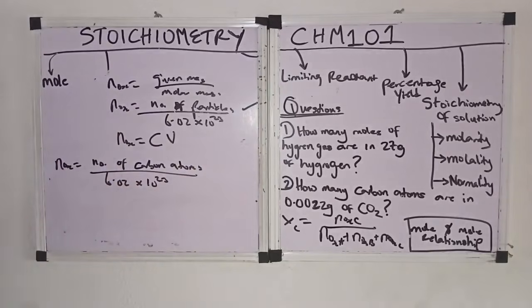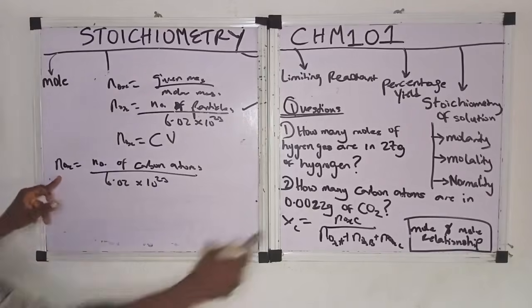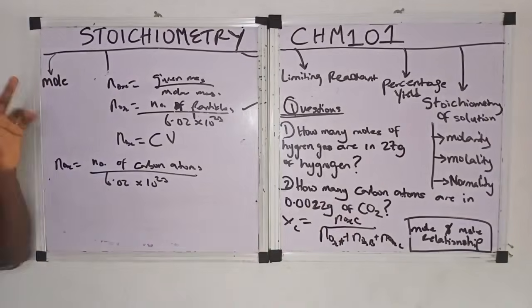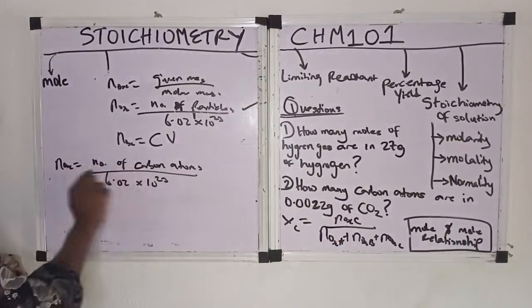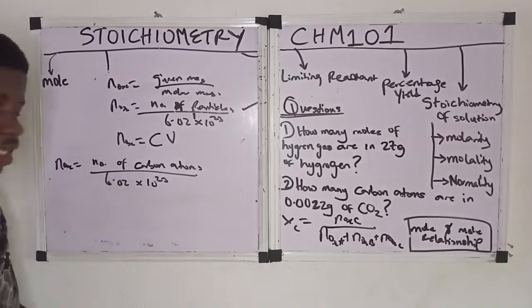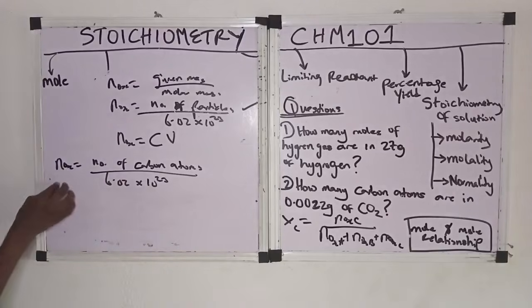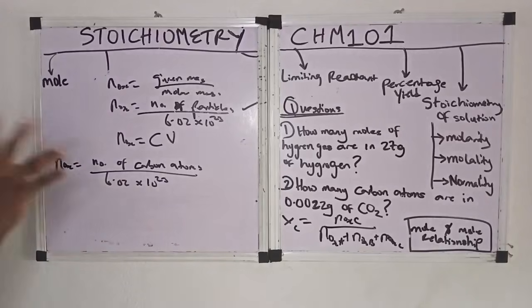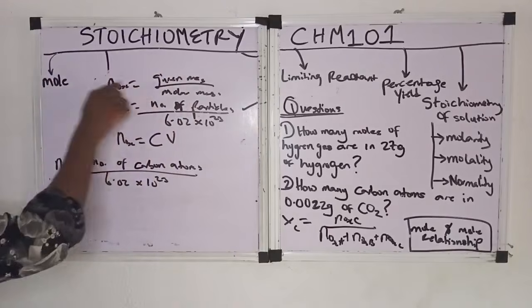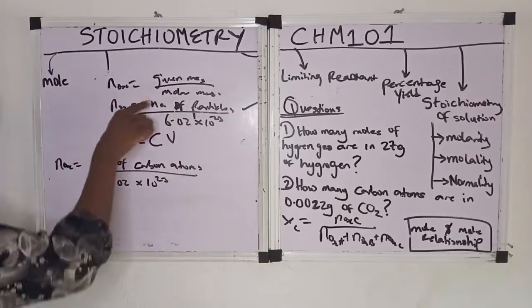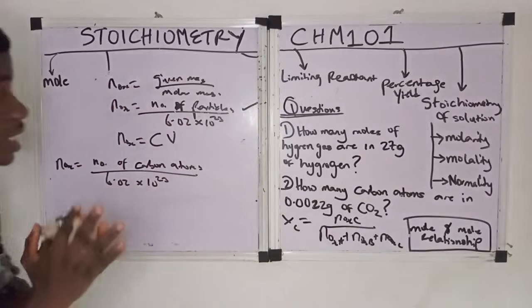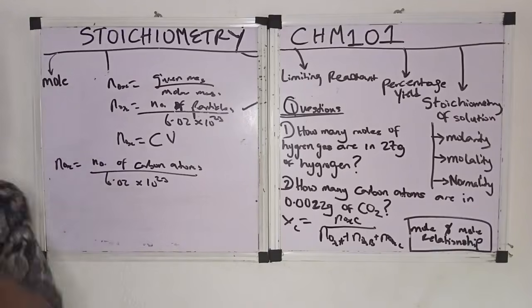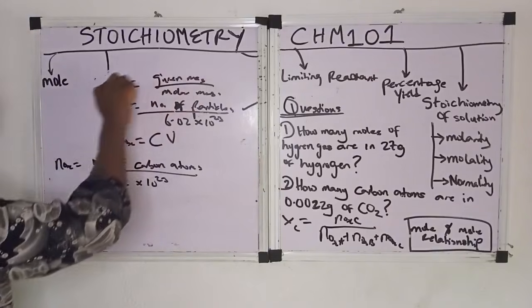Now, do we know the number of moles of carbon? No. So what are we going to do first? We are looking for the number of carbon atoms, yes, but we need to know the mole first. Remember the first formula I gave you, number of moles equals given mass over molar mass. We can usually join them together, or we can just use one of them. We can use this one to get the number of moles.